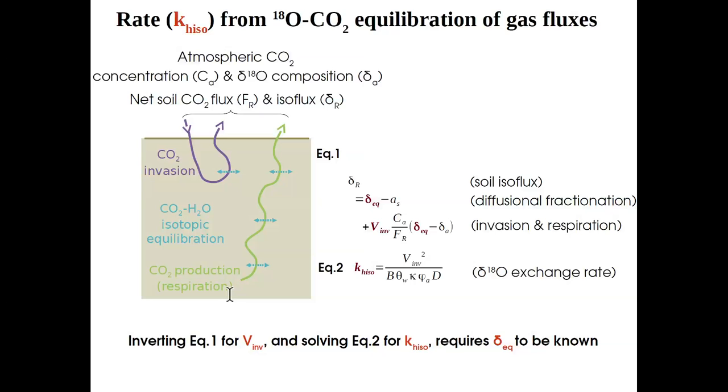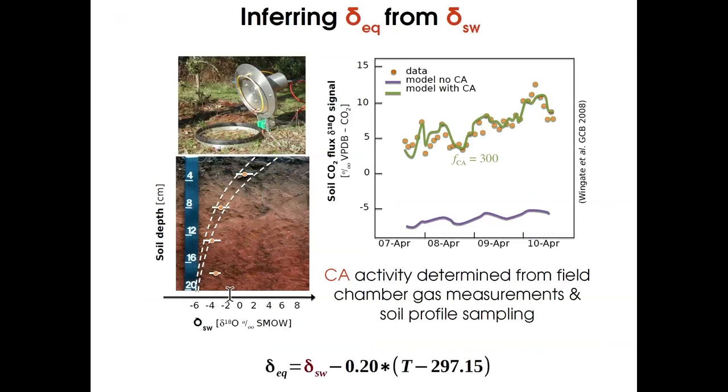So in practice, we tend to take flux measurements and then go dig a hole and take depth resolved soil samples. Then we physically extract the water and analyze it for its isotopic composition. Then we relate that value to delta ek.